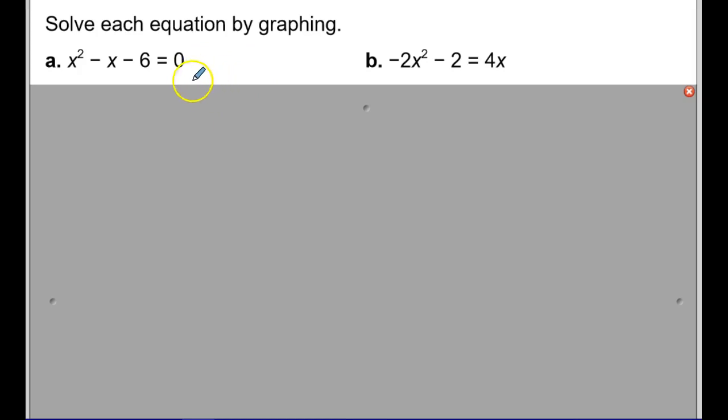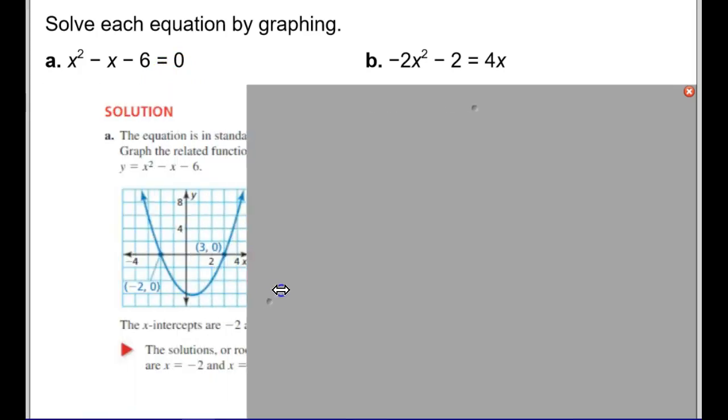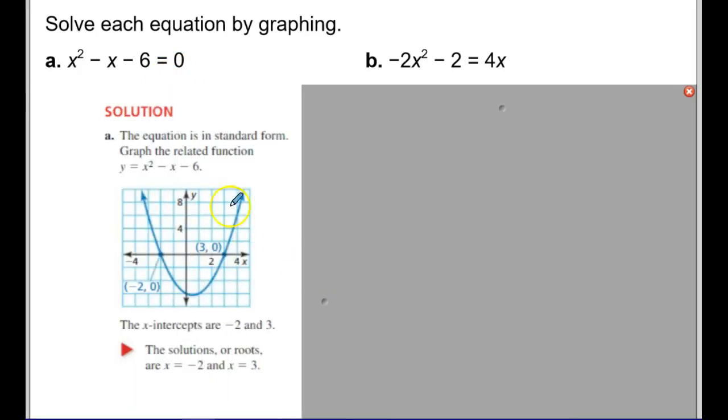So first we're looking at graphing. Here I have x squared minus x minus 6 equals 0. If I'm graphing and solving, I literally just graph my equation. So I put my equation in standard form, which it is, and then I graph it. And I see that my x-intercepts are at (-2, 0) and (3, 0). So those are my two solutions. Solutions when we're talking about a quadratic equation is where my graph crosses my x-axis. So my two solutions are x equals -2 and x equals 3 for that one, because I can see from my graph that's where my x-intercepts are.